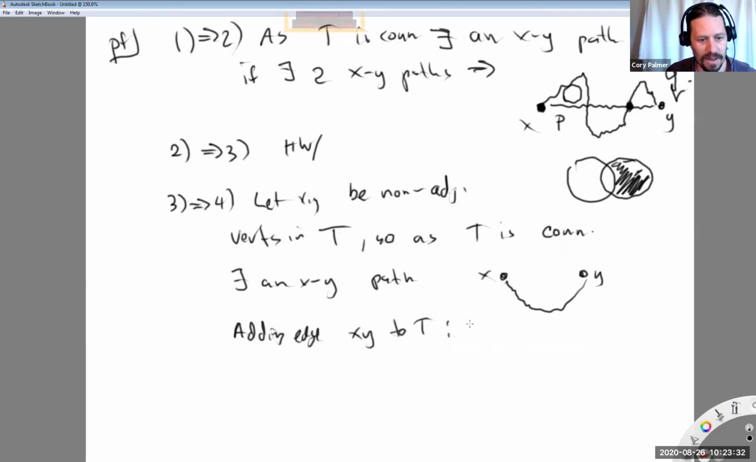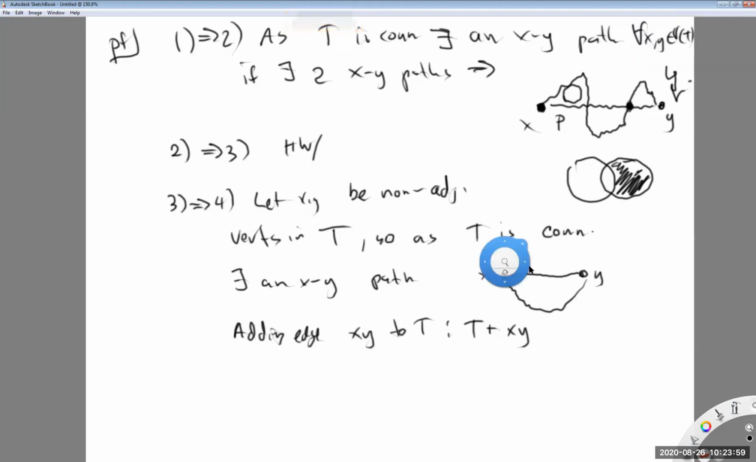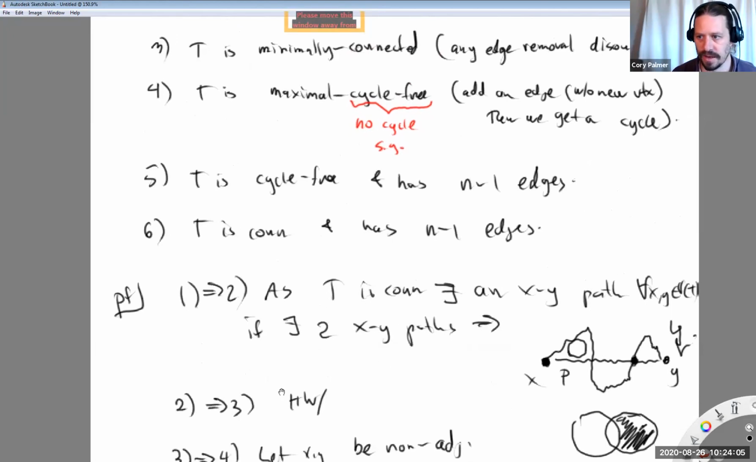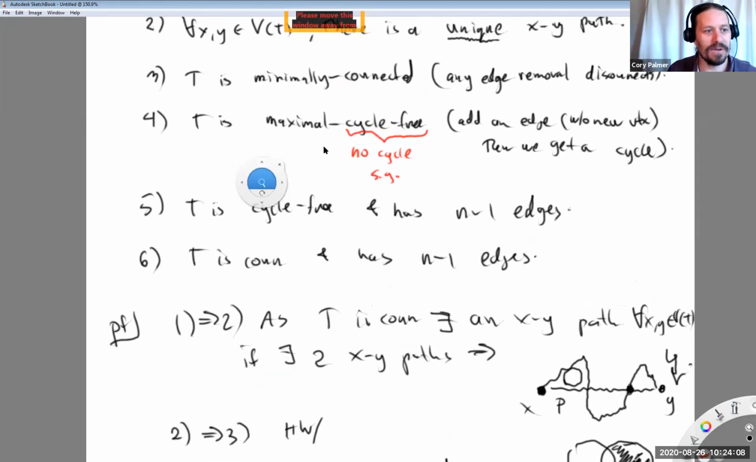So adding edge XY to T, by the way, I'll often write this notationally as T literally plus XY. That means the graph T plus the edge XY. So if I add in this edge here, what happens? I got a cycle, right? And this holds for any pair of vertices that are non-adjacent. So anywhere I could add an edge, I get a cycle by adding that edge because there already existed a way to get from X to Y, and putting on that edge completed the cycle there. So this proves 4. I mean, because what does 4 say? 4 says that it's maximally cycle free. Adding any edge creates a cycle. I just proved that any edge will create a cycle. I didn't even use the minimally connected part of this to prove that. I just used the connected part of it.